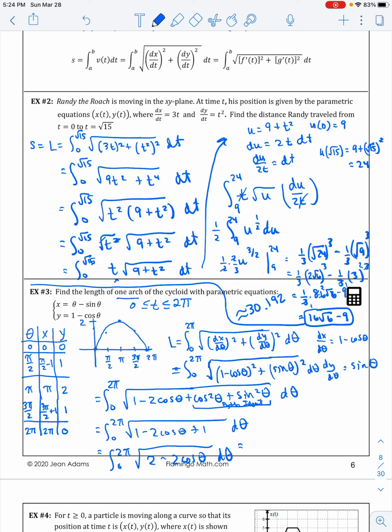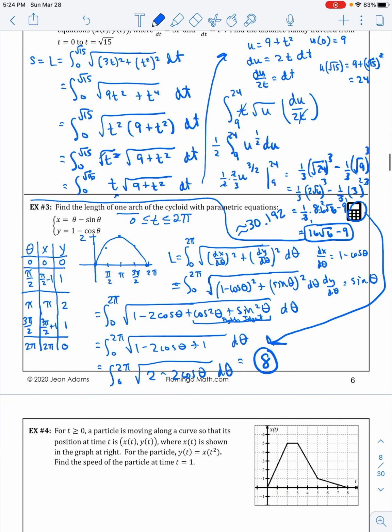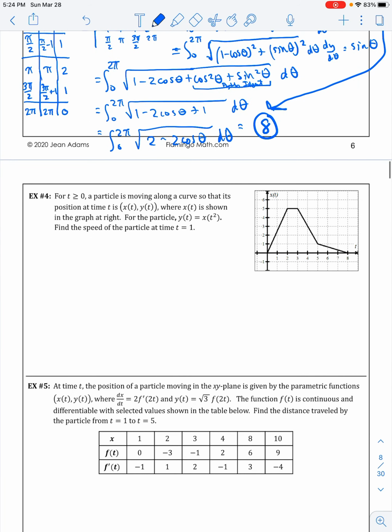And then from there, it's hard to get this one to change to anything, but since it is a calculator one, let's go ahead at this point and put it in our calculator and see what we get. Integral from 0 to 2 pi, square root of 2 minus 2 cosine theta d theta. And you should get 8 when you put it in your calculator.